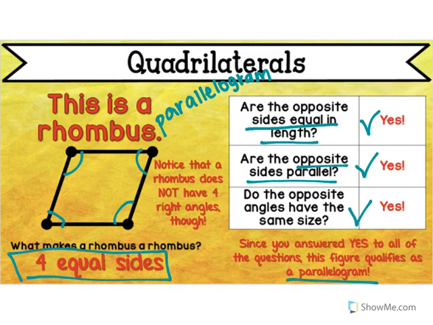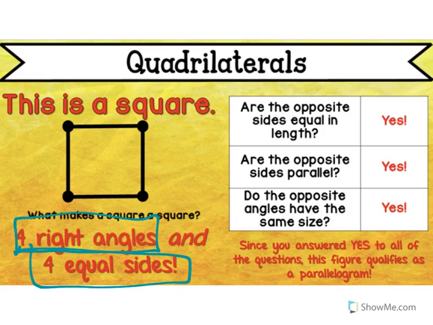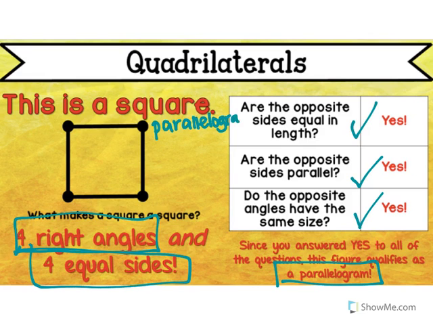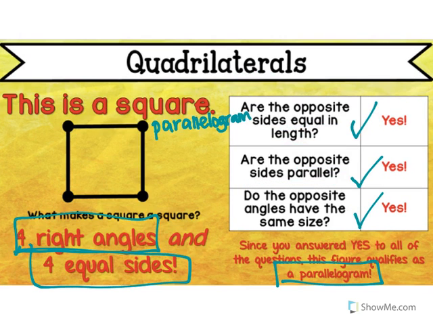And that's really important because the next shape we're learning is a square. The square has 4 equal sides and 4 right angles. That's what makes it a square. It's also a parallelogram because the opposite sides are the same length, the opposite sides are parallel, and the opposite angles have the same size. So it is considered a parallelogram too. Could this be considered a rhombus? No, it couldn't, because remember, a rhombus does not have 4 right angles. A square does. So that's what makes the square different than a rhombus, but they're both parallelograms.